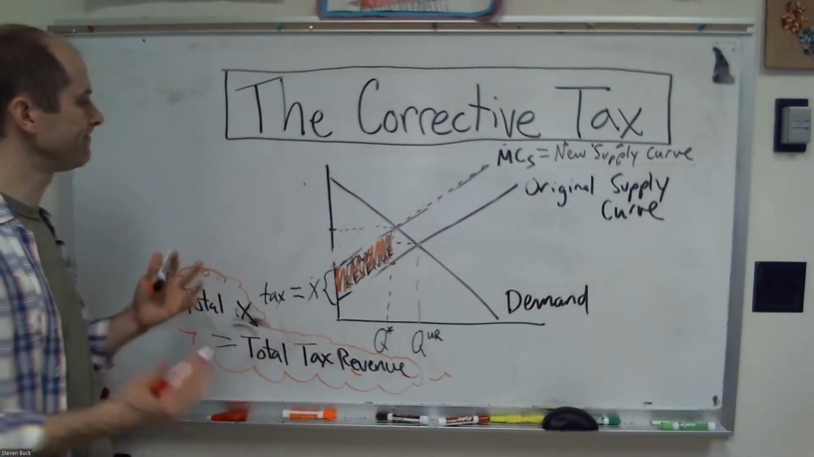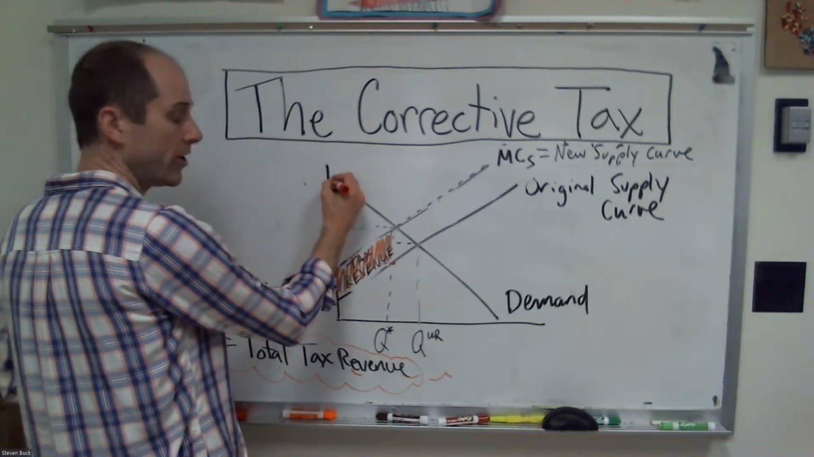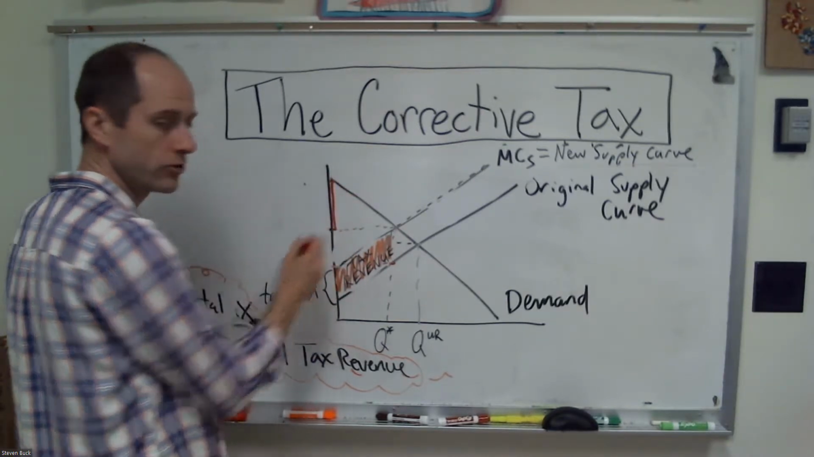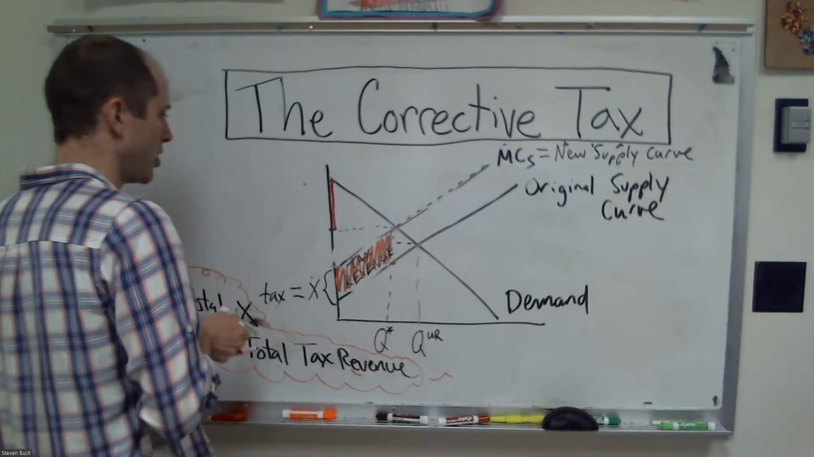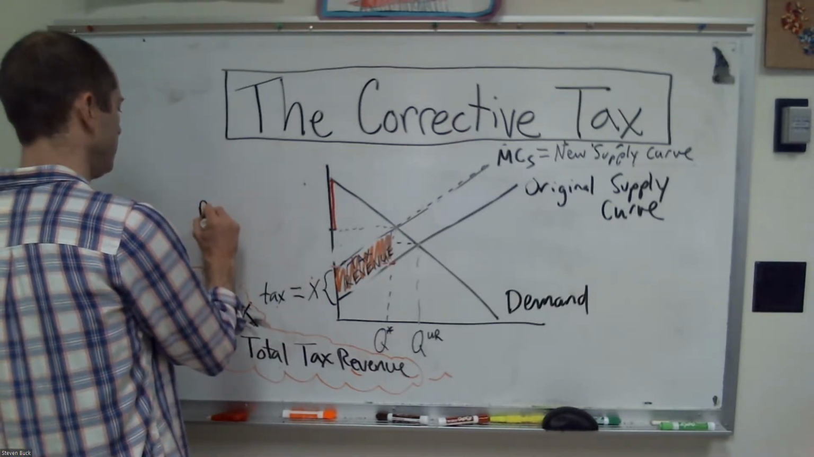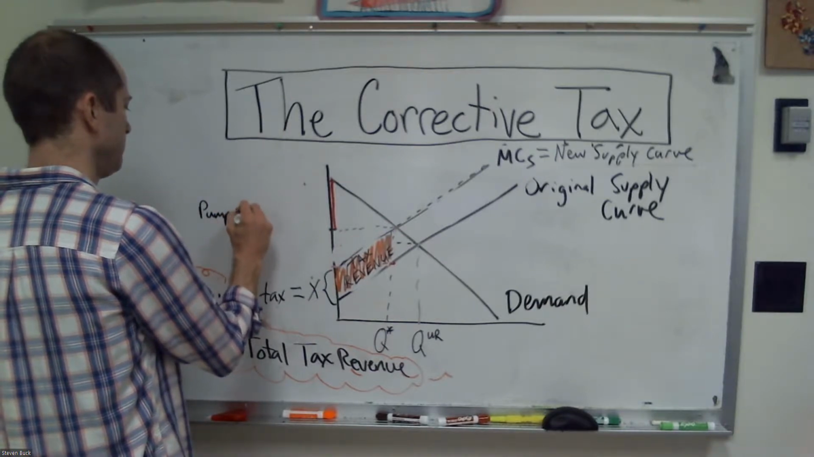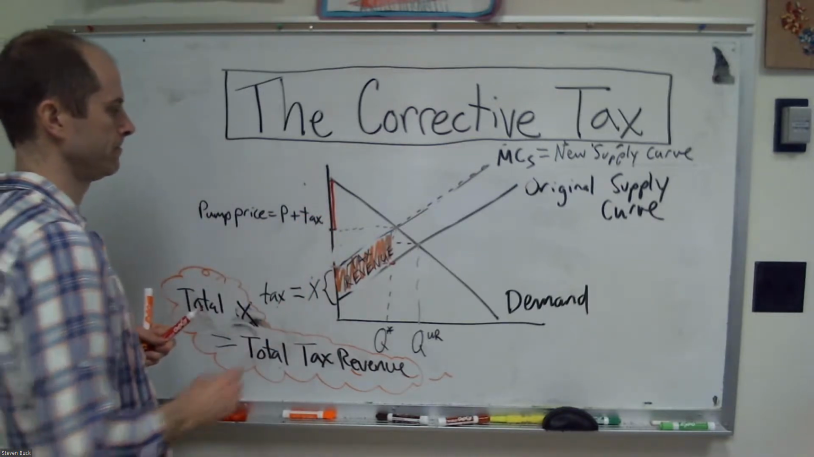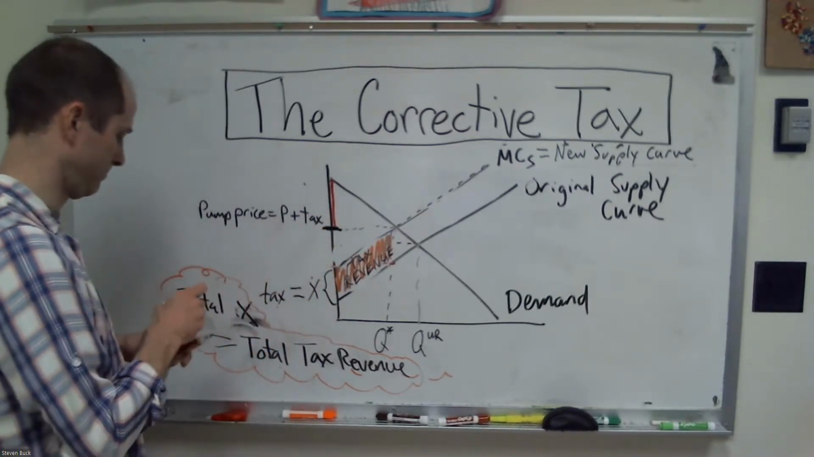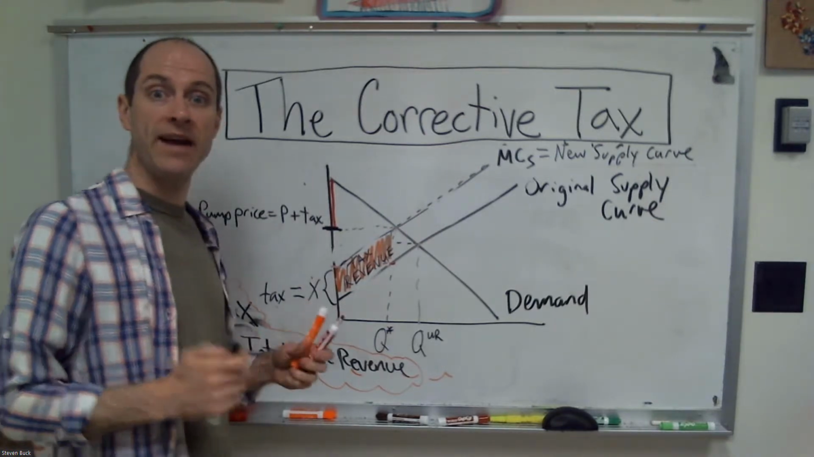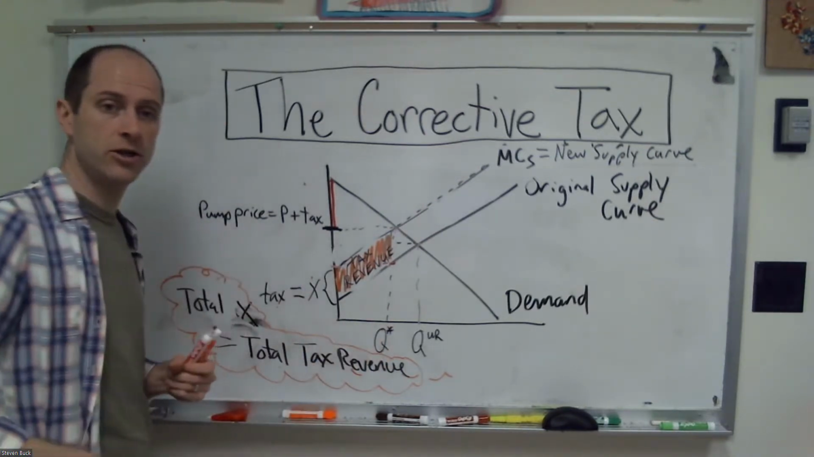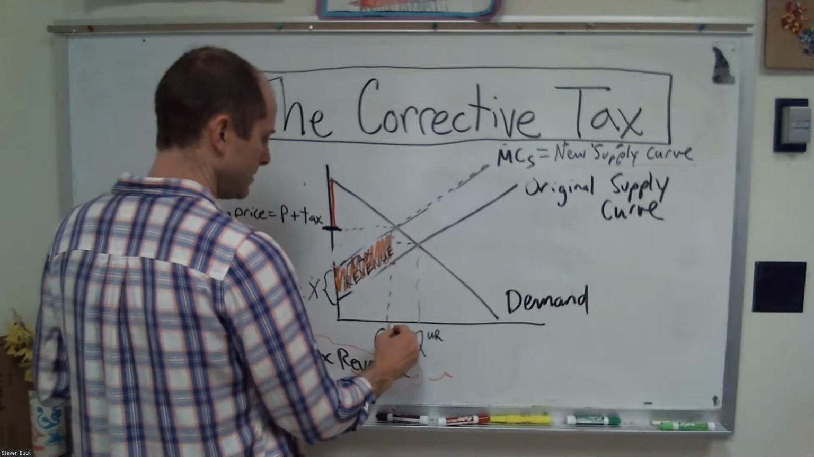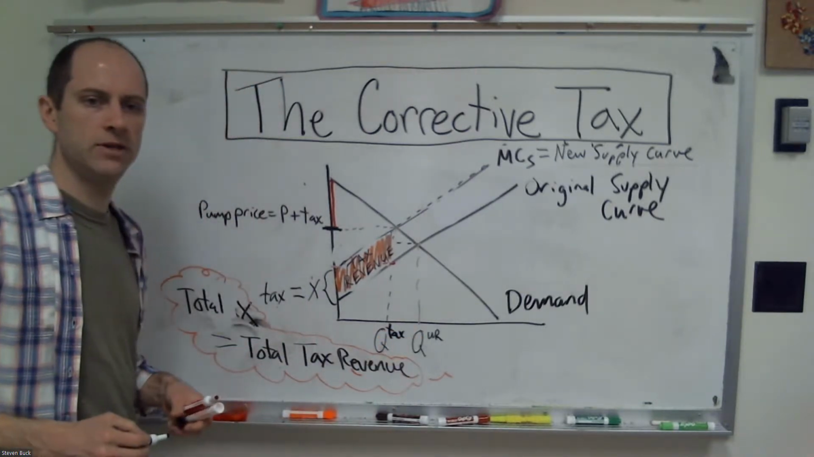What is consumer surplus? It's the area underneath the demand curve down to the price paid, which is our pump price. That pump price is paid for each unit consumed out to Q star, which under the corrective tax is exactly equal to Q tax.